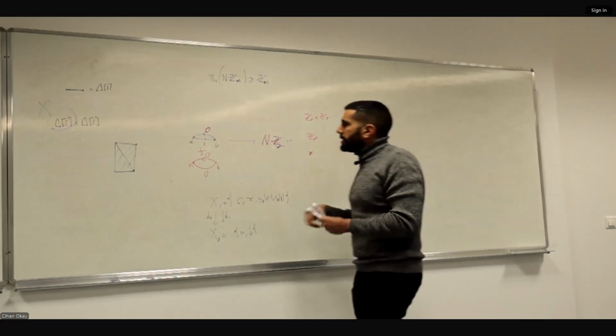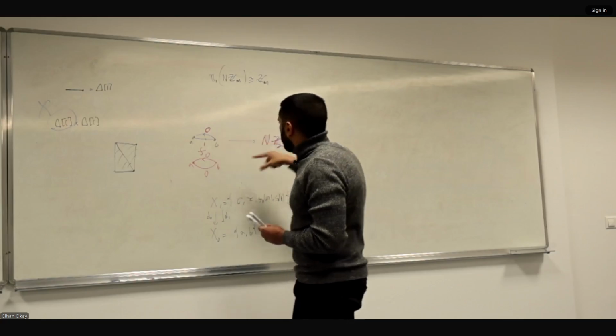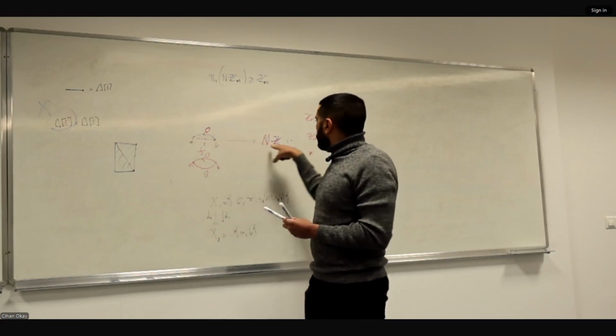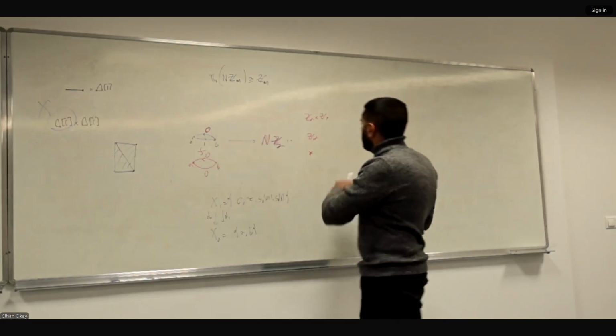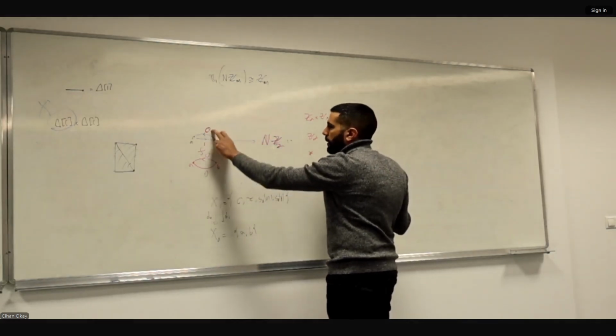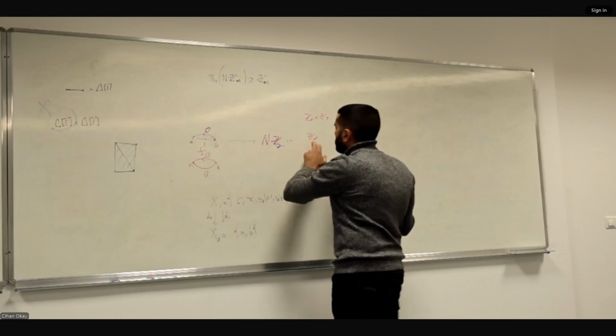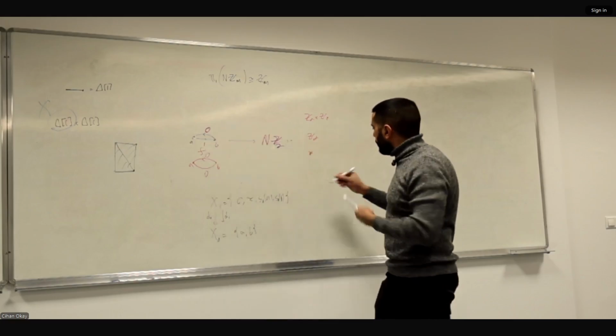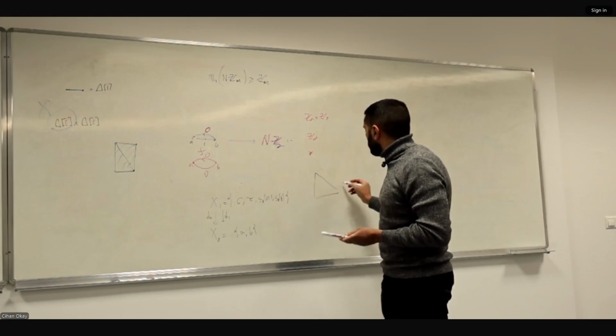So you understand that a map from an edge to the nerve of Z2 is easy, because there is nothing there. It is only choosing numbers from Z2. But for a triangle, you can do this as an exercise.